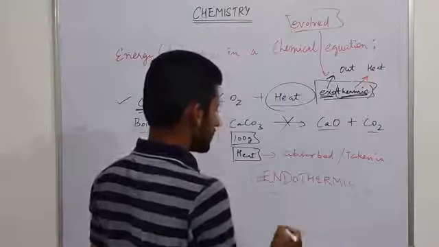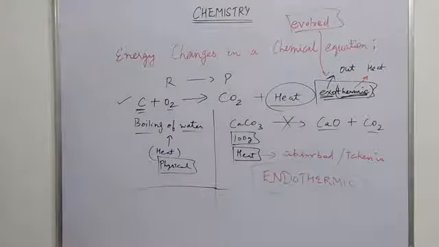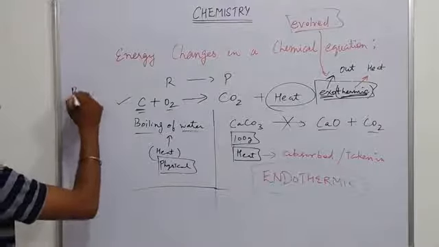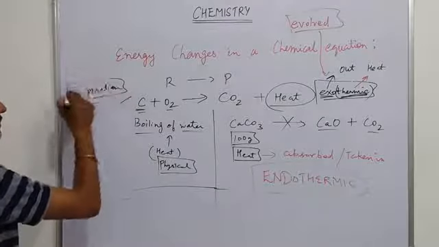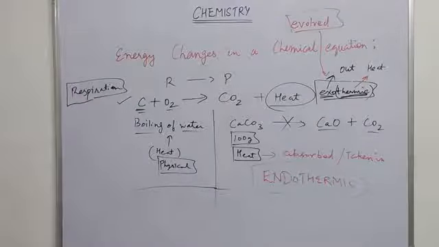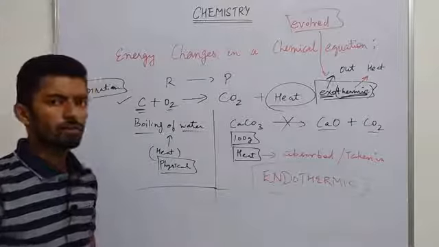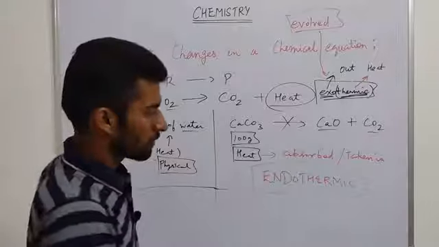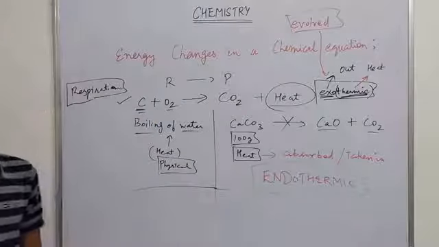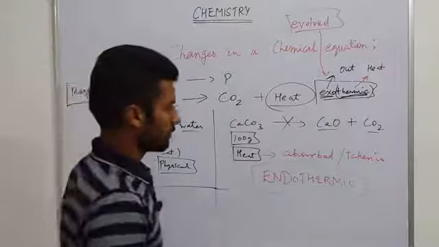Many more examples are there, like exothermic processes. It is respiration, which takes place in our body, in all the living organisms, for breakdown of food. With the breakdown of food, what happens? There is liberation of energy. Similarly, endothermic, it involves the photosynthesis which plants carry out for preparation of their food.